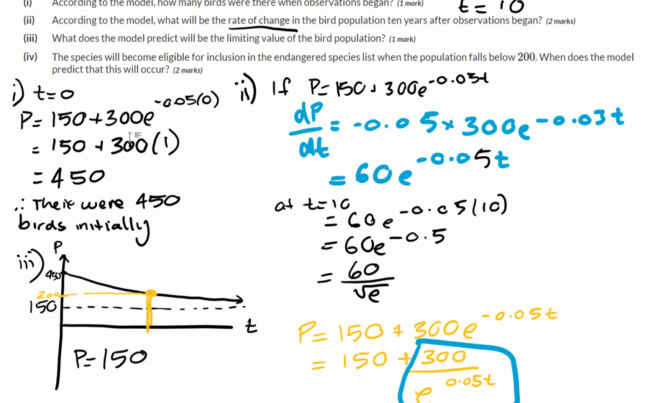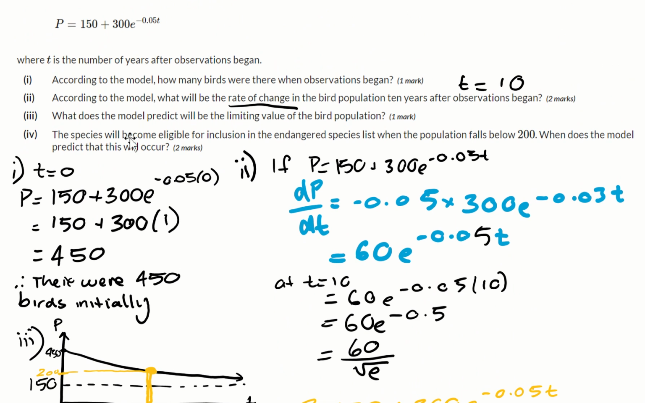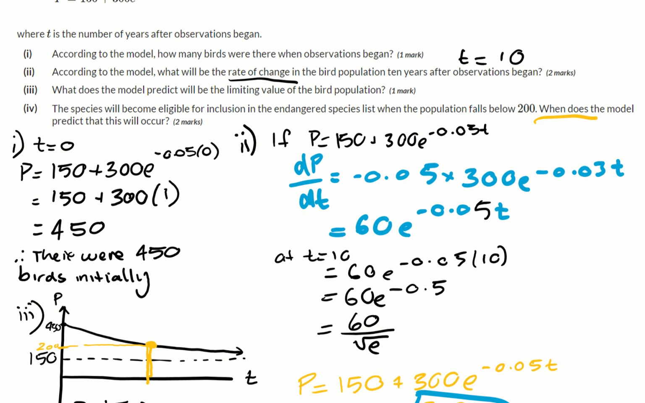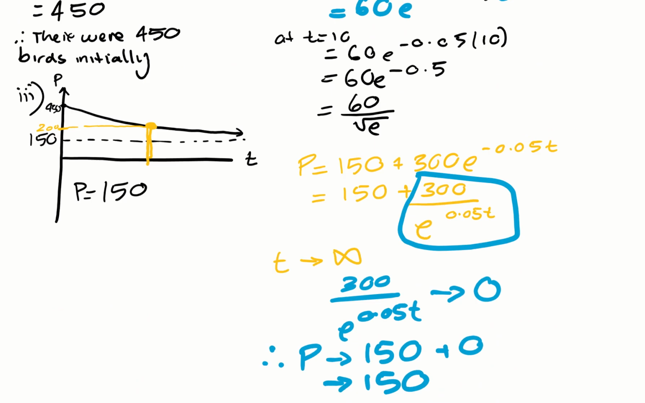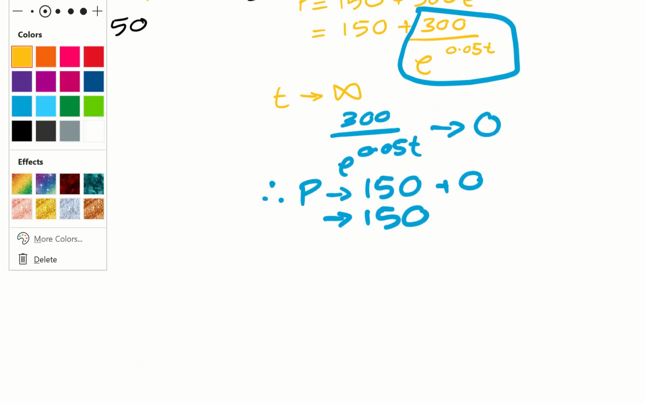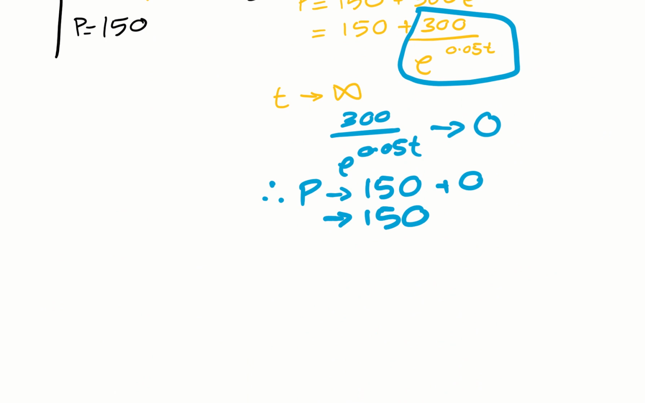So once again, it's giving us everything except one missing letter. They want to know when something happens, which means we're solving for t. We want to know what time. We want to know what time the population falls below 200. So I'm going to find out, well, what time does it hit 200? And then I'll know that it's everything after that.